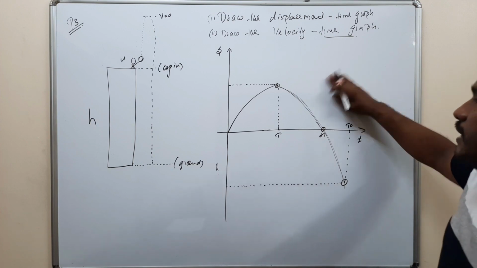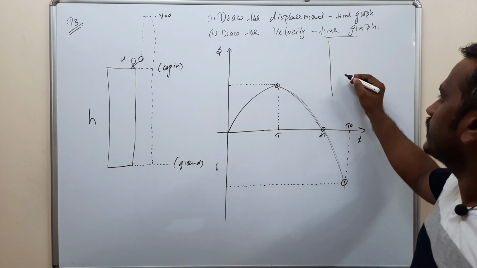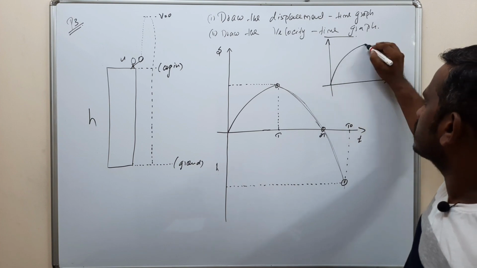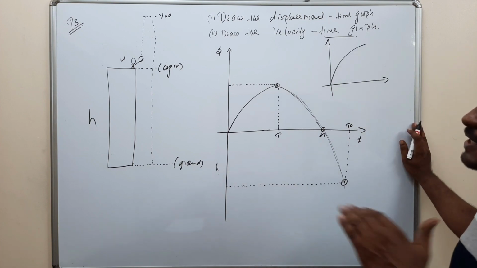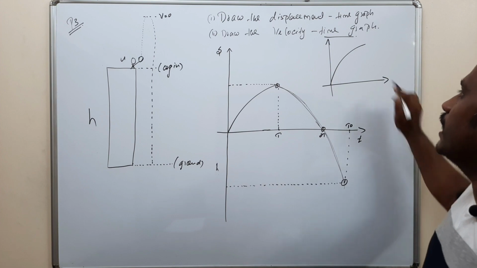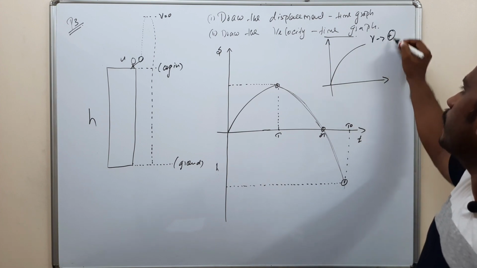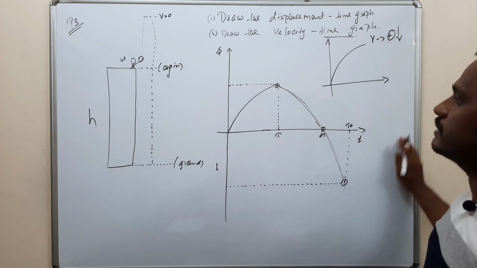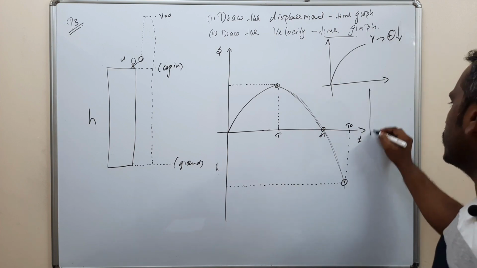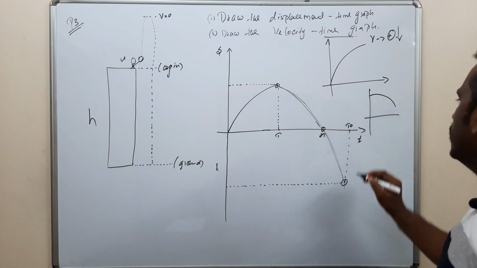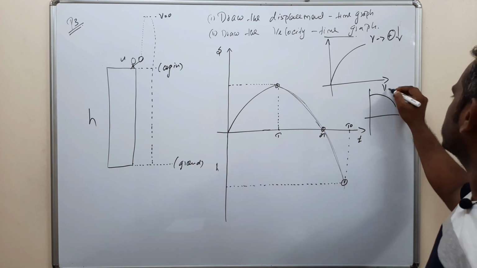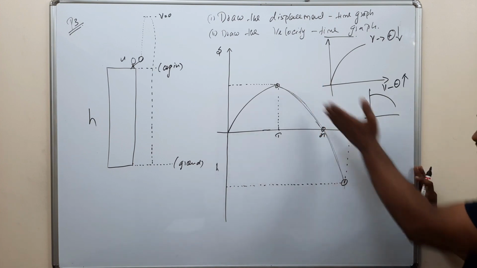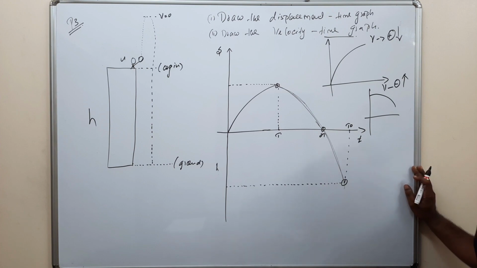So when we study the theory, the curve is like this, that is, the velocity is positive and decreasing. When the curve is like this, the velocity is negative and increasing. So that is this portion of the curve.